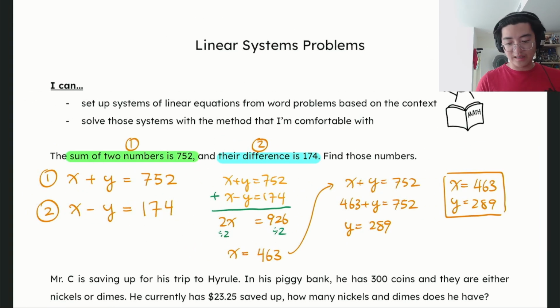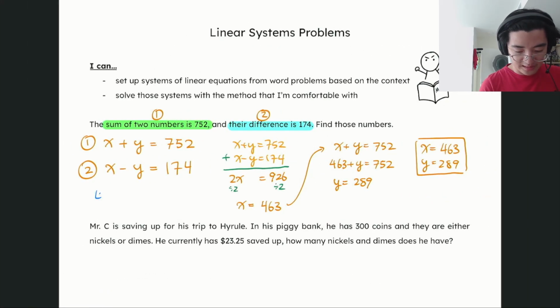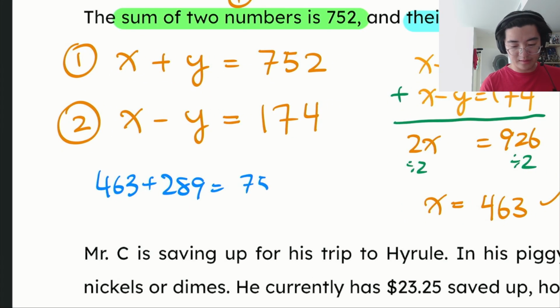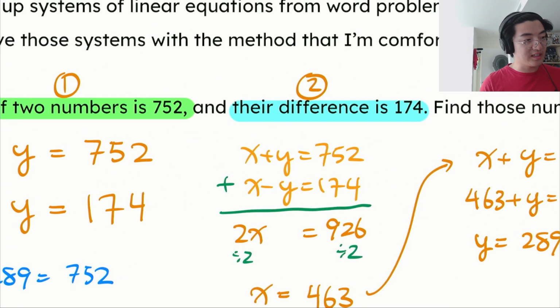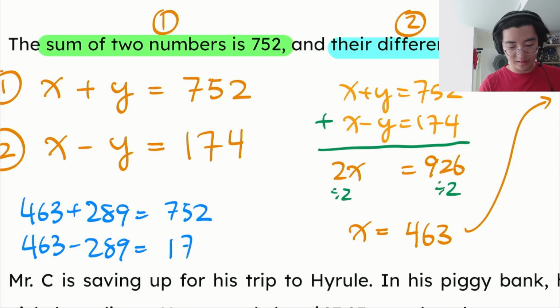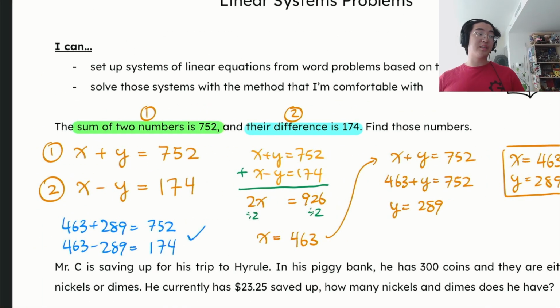Okay, and as usual, we can double check. The sum of those two numbers. If we add those two numbers together, that is indeed 752. And then their difference is 174, so I can check that. When we subtract those two numbers, it is indeed 174. Double checked. And so whenever we got those questions, we can always plug the numbers back into double check.